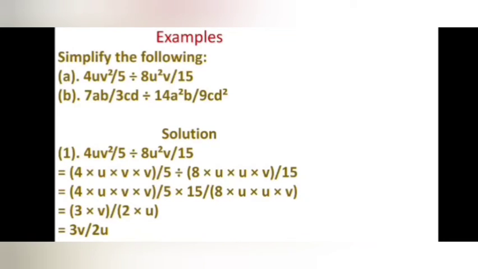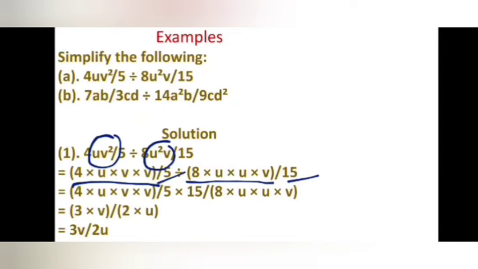Now simplify the following. You can see them here. Let's take the first one. Number 1, 4uv squared over 5, divided by 8u squared v over 15. I'm sure you already know the method of expanding them out. So when you expand this, you're going to have this. And when you expand the numerator, you also have this over the 15 and this one over the 5.